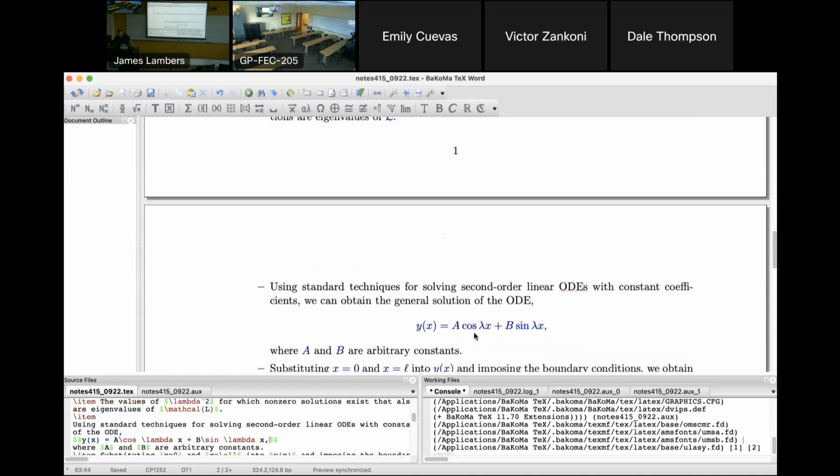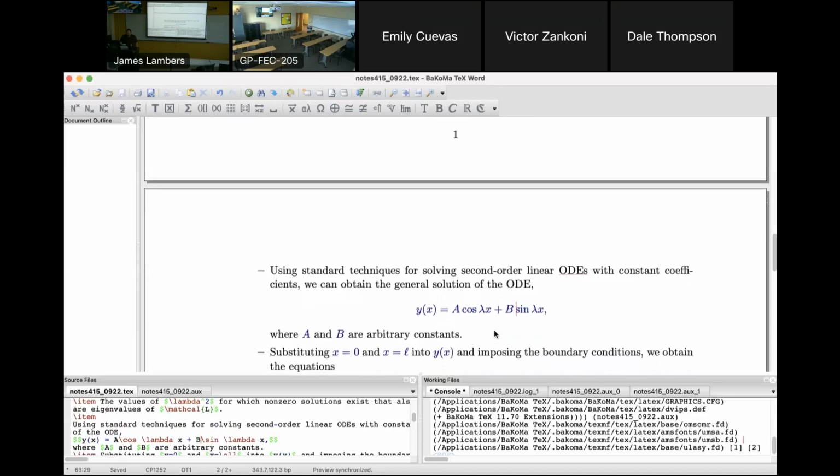In your first ODE class, you would have two initial conditions to satisfy, like y of 0 and y prime of 0 equals something, and you would solve a system of two equations and two unknowns to find the values of the constants a and b. Here, we're going to do something similar. We're going to impose two boundary conditions and get a system of linear equations to solve for a and b.